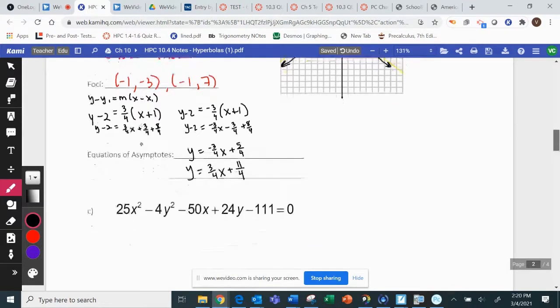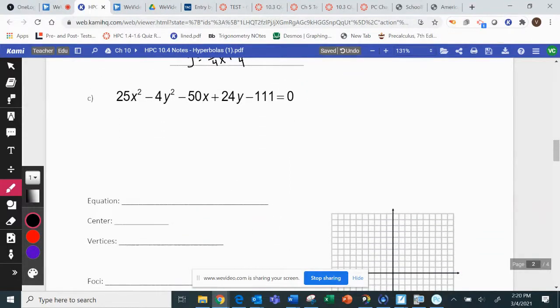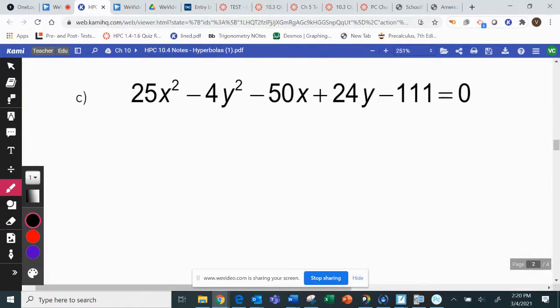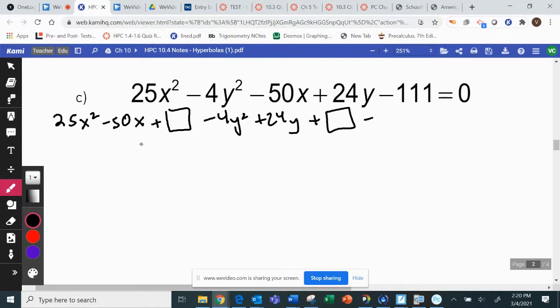Okay. How about when it looks like this? Got to complete the square first. Completing the square is almost identical to what it was before. So we're going to rearrange 25x squared minus 50x plus some square, minus 4y squared plus 24y plus a square. I'm going to move the 111 to the other side and add those squares. If there's a number in front of the x squared, you have to factor it out.